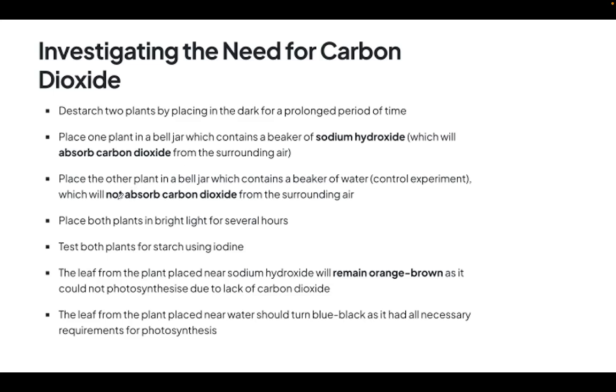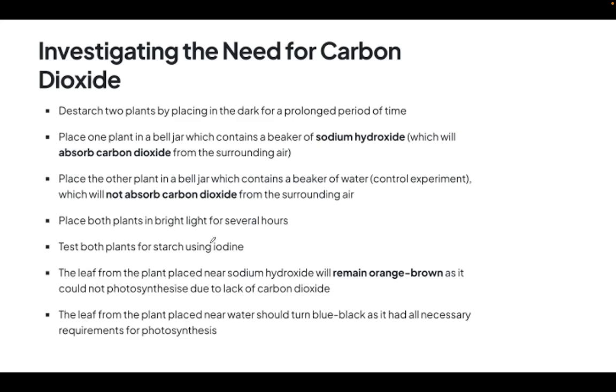Another one, we put it where we don't have something that can absorb carbon dioxide. Means one plant, we give it carbon dioxide, another one we don't. Anytime we talk about sodium hydroxide, it is always there to absorb carbon dioxide. So that means we don't have carbon dioxide there. Then we place them in the bright light. This will be our control variable. Both plants should be where we have light. Enough light, by the way. So we aren't changing one variable. Otherwise, it can't be a fair test.